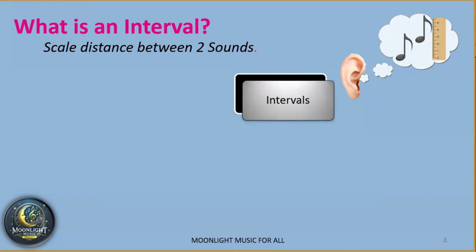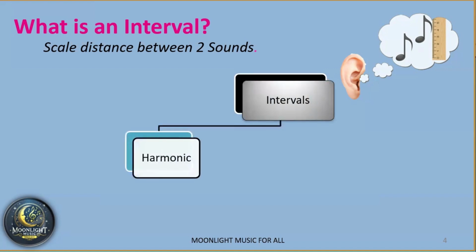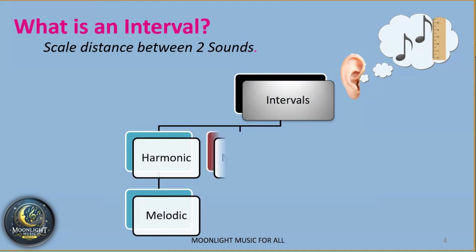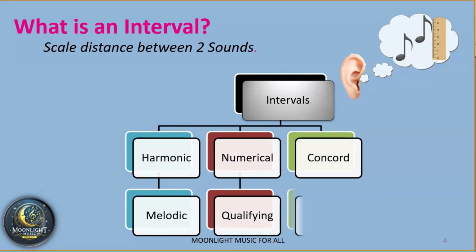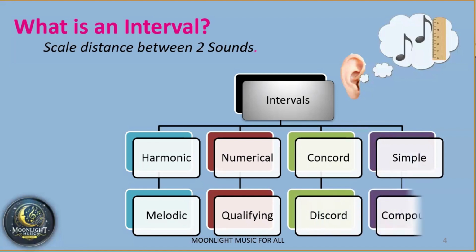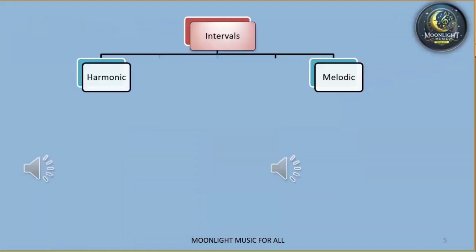Now we can categorize intervals in different ways. Let's quickly go through them. First one, based on how they are written or sound. Second, based on their name, which has two parts, numerical and qualifying. Third one, by how they sound, whether they are pleasing, we call it concord, or not pleasing, discord. Last category is simple versus compound. A simple interval is within an octave and a compound interval is larger than an octave.